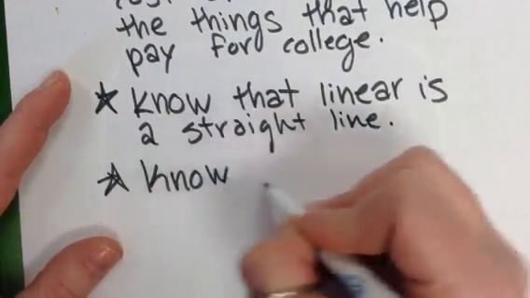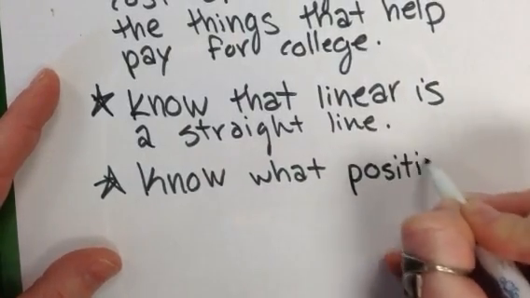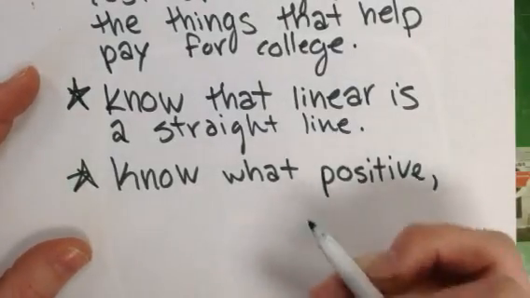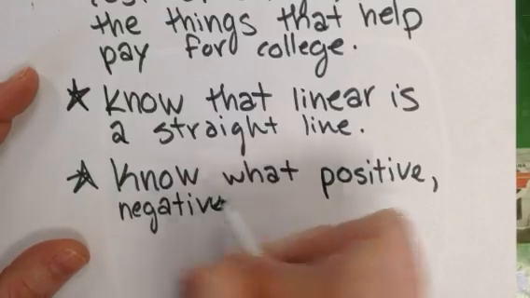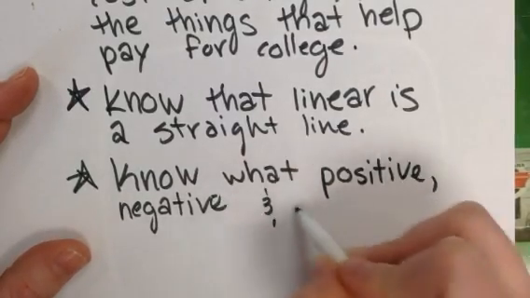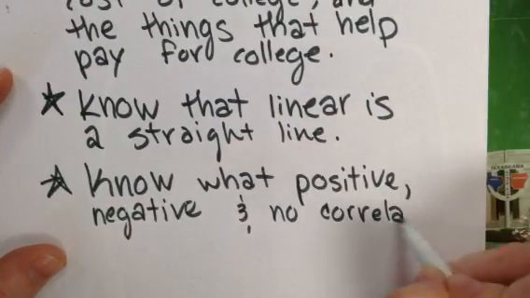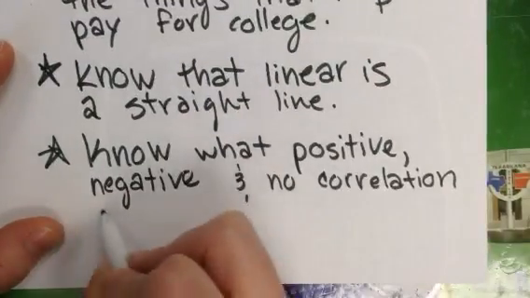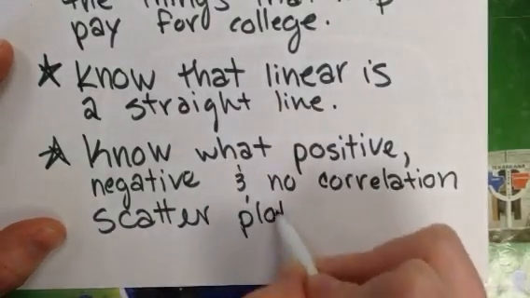Know what positive, this is the last thing we talked about, scatter plots. Positive, negative, and no correlation scatter plots look like.